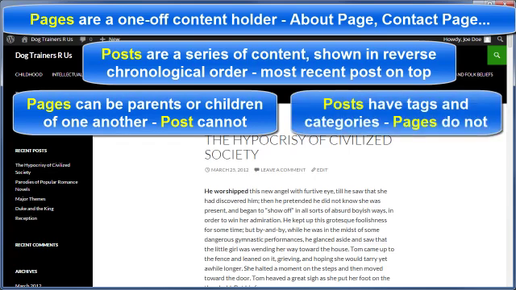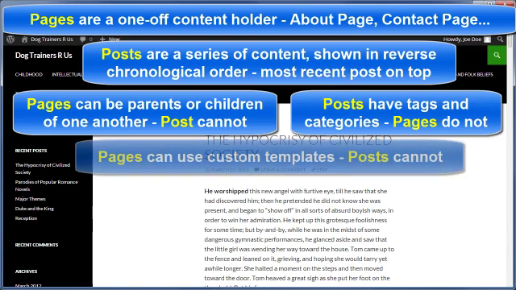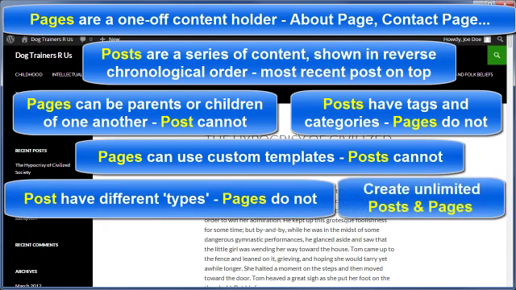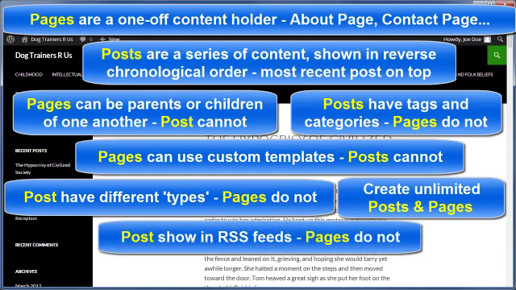Posts, however, have tags and categories, but pages do not. And by default, you can use custom page templates, but you can't with posts. Posts have different post types, static, video, audio, depending upon the theme that you're using, and pages do not. And you can create as many different pages as you want, just like posts, and posts show up in your RSS feeds, but pages do not.